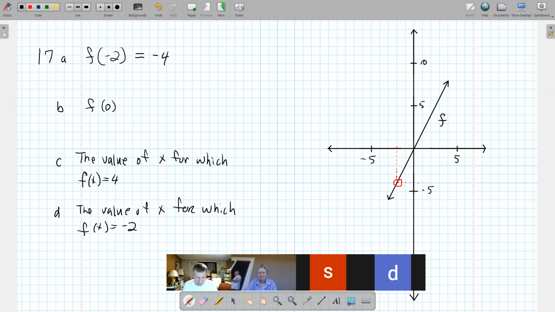Okay, awesome. Next question, f of 0. So on the graph, find the y value corresponding to the x value of 0. Where is x equals 0? Right there. What's y there?